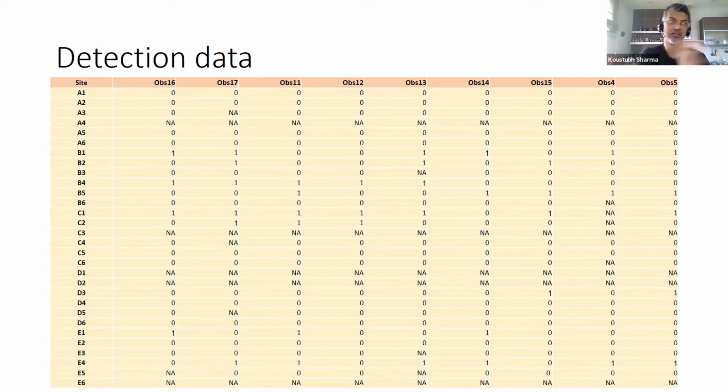You might also recollect we discussed how even one NA, if you mistype it as a 0 or vice versa, it causes massive implications on your estimates. Coming back to it, this is the detection data, how it looks.